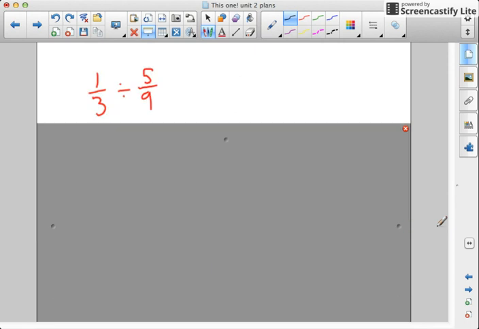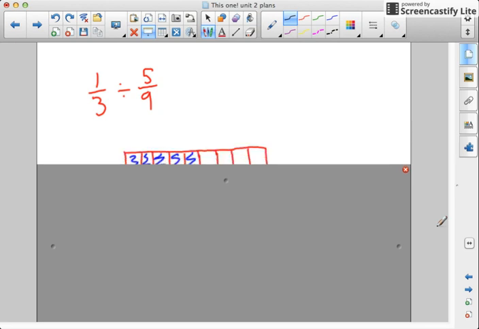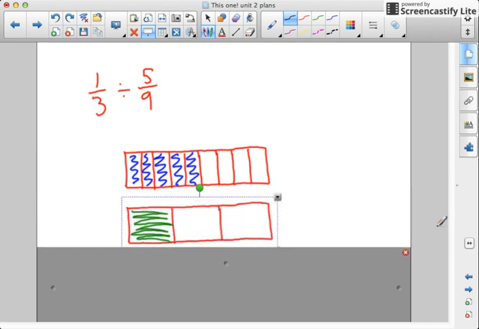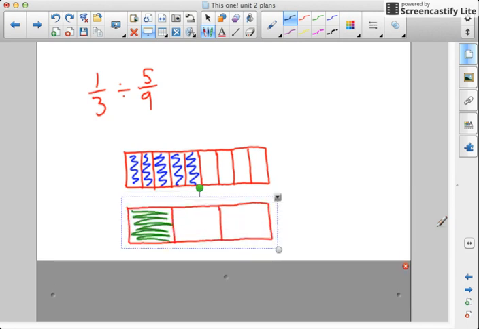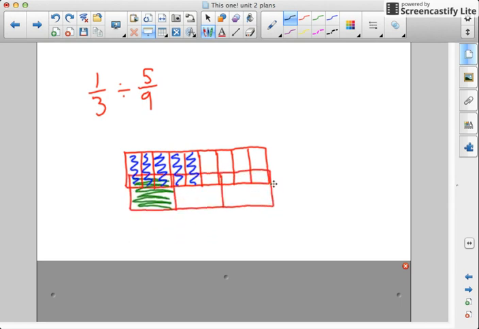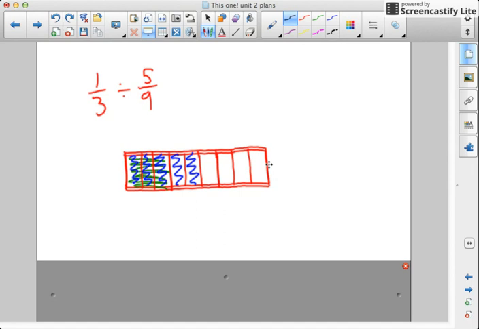If I look at 1/3 divided by 5/9, I say, how many times does 5/9 of a group go into 1/3 of a group? So there's my 5/9 and there's my 1/3. Well, 5/9 doesn't even go into 1/3 one full time. It's going to be a fraction of a whole. So what I could do is take it and put it on top like this and see what fraction of the green is of the blue. So this ends up giving me 3/5 of a group.